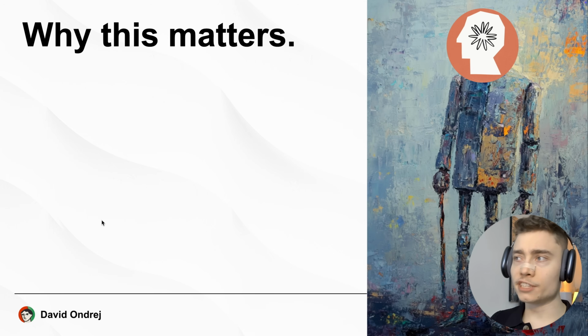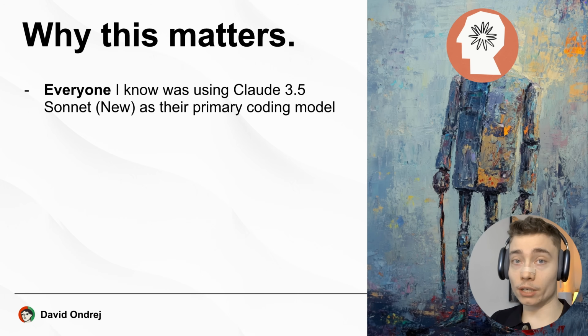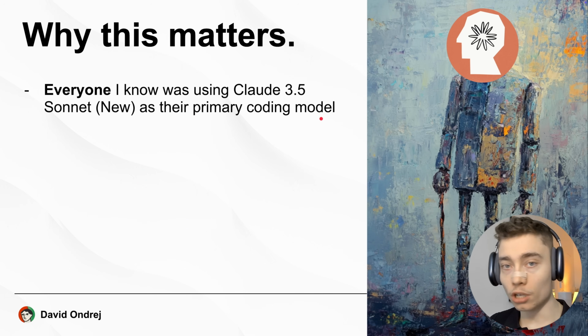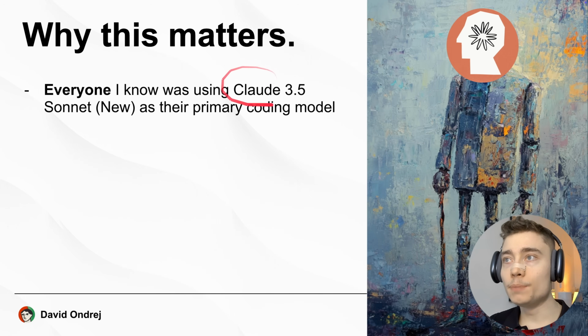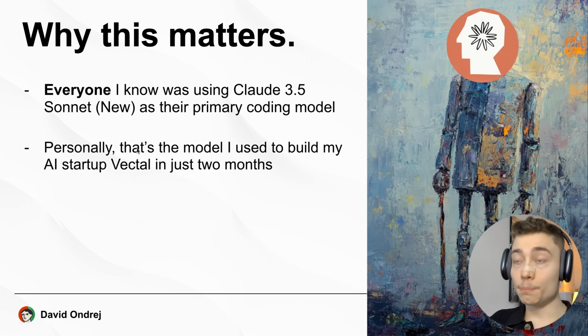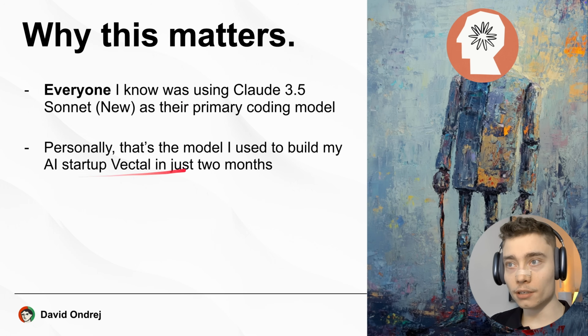Now, why does all of this matter, right? Why is Sonnet 3.7 such a big deal? Well, everyone I know, and every serious developer, startup founder, all of the people at the cutting edge, were using Claude 3.5 Sonnet New as their primary coding model. Even after O1 came out, even after O3 Mini, even after Grok 3, people were still using this inside of Cursor. And personally, this is the model that I used to build my AI startup Vectel in just 2 months.